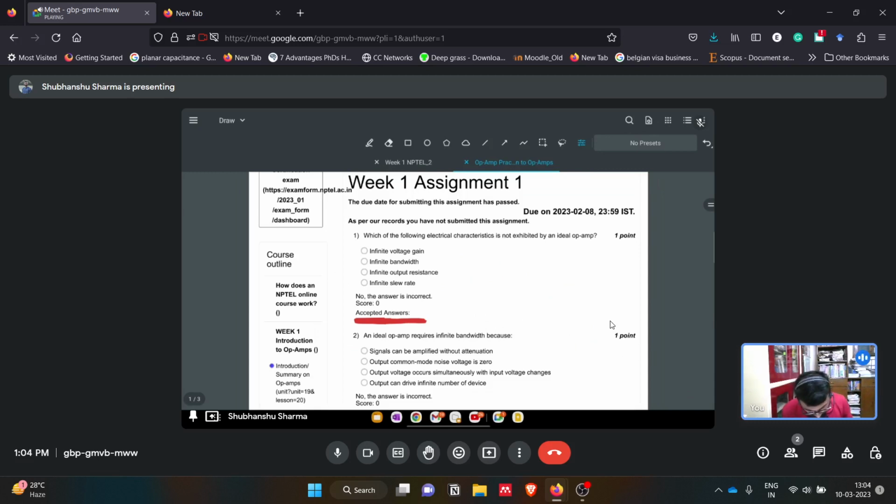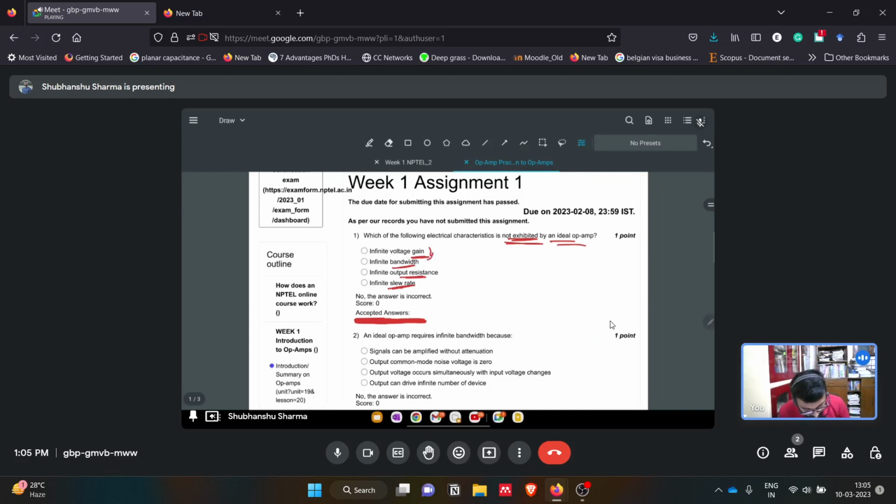So the first one was: which of the following electrical characteristics is not exhibited by an ideal op amp? We have talked about many things. Here we talk about voltage gain, bandwidth, output resistance, and slew rate. You should tell the answer by simply thinking about what these characteristics will do.